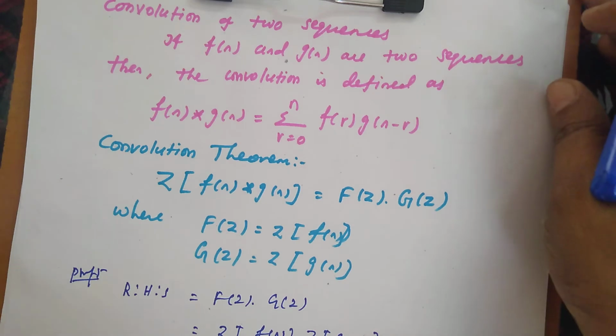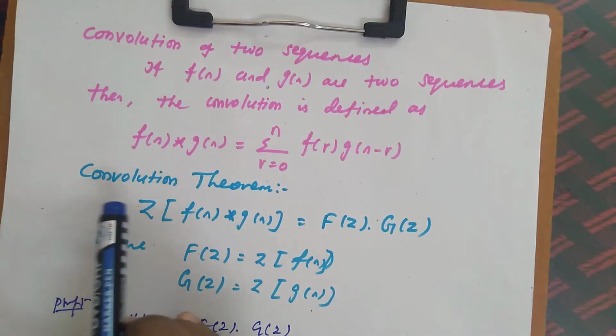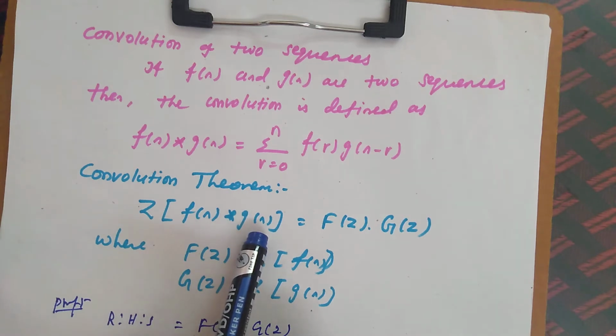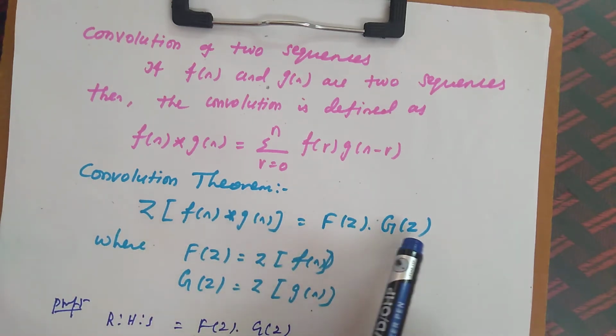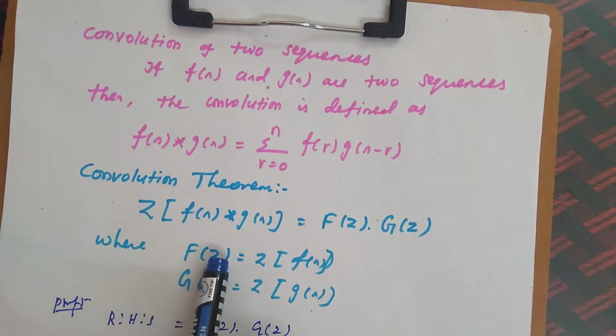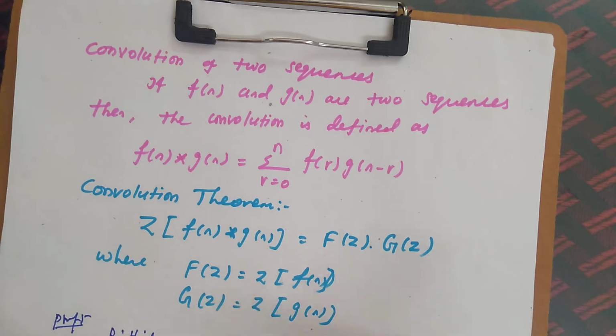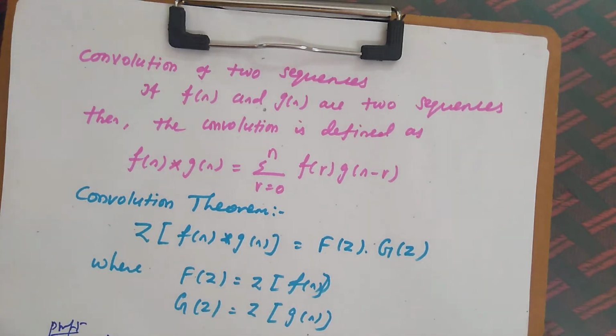Now the convolution theorem under Z transform. Look at this convolution theorem. Z of f of n star g of n equal to F of z into G of z, where F of z equal to Z transform of f of n and G of z equal to Z of g of n. So this is the theorem under Z transform, convolution theorem.